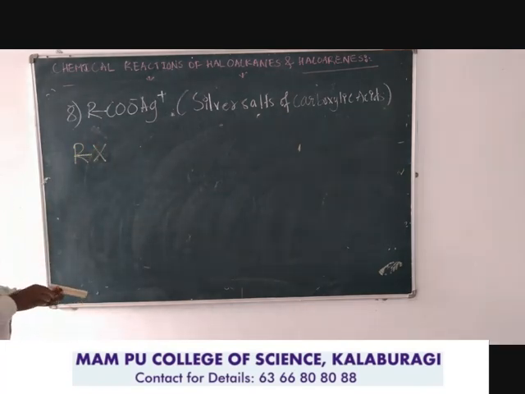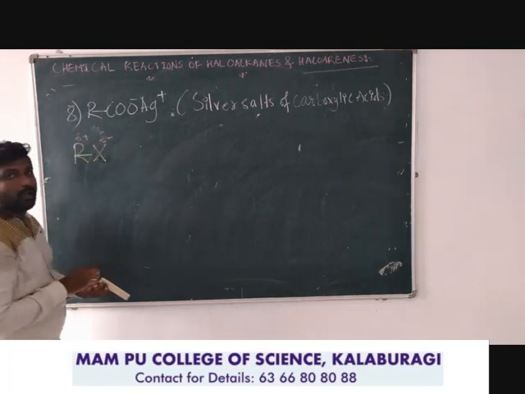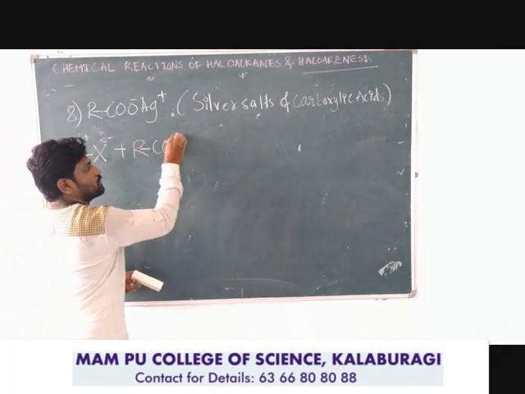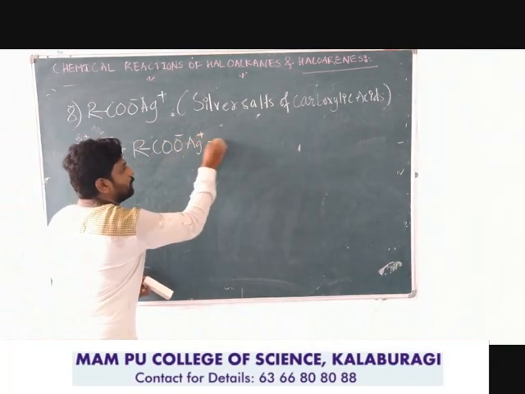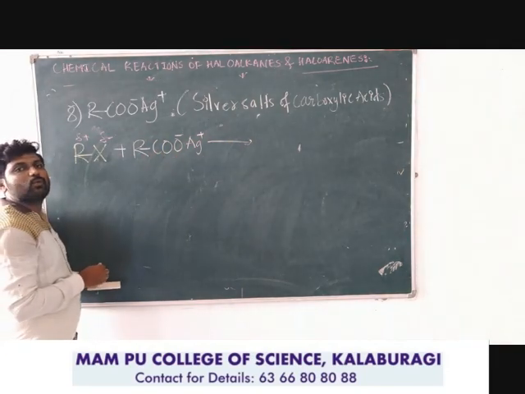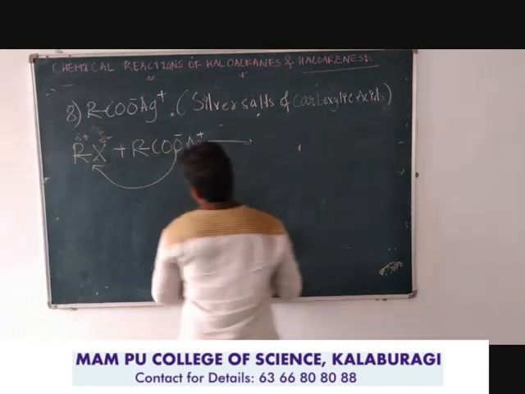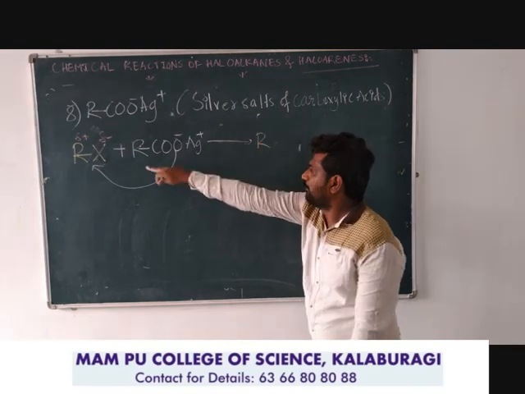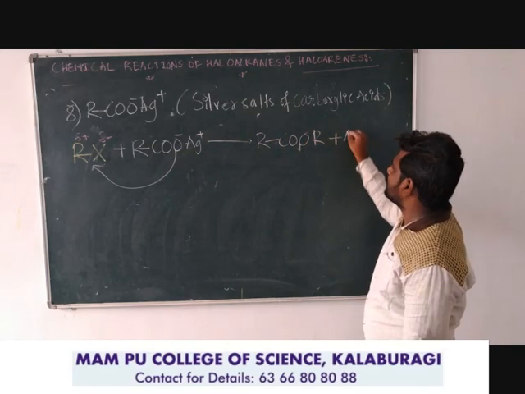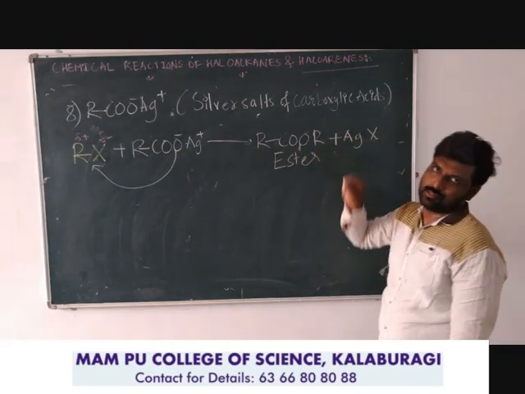See here, the haloalkane has a partially negative and a partially positive end, which reacts with the silver salt of carboxylic acid. This RCOO minus behaves as the nucleophile and attacks the alkyl group. So what happens here? We will get RCOOR plus AgX. The main product is ester.